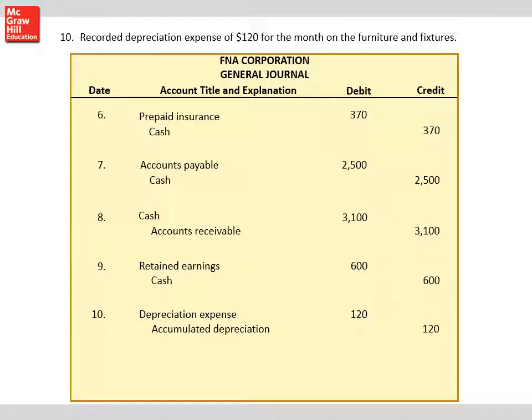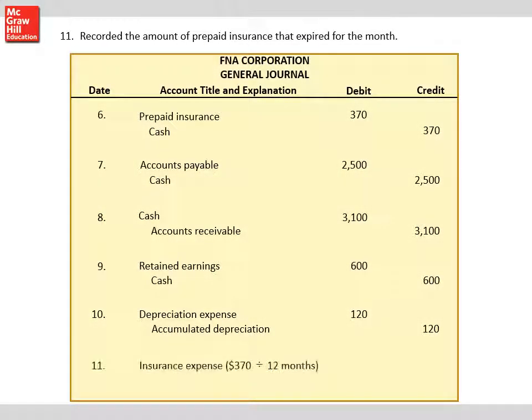In number 11, recorded the amount of prepaid insurance that actually expired for the month. Now we're getting into adjusting journal entries. So now remember, they paid $370 for a 12-month insurance policy. Now it's January 31st. We need to expense 1 month of that because 1 month has expired. So debit insurance expense for that 1 month, or $31, and credit the asset prepaid insurance, $31, because we've used that much of that asset up.